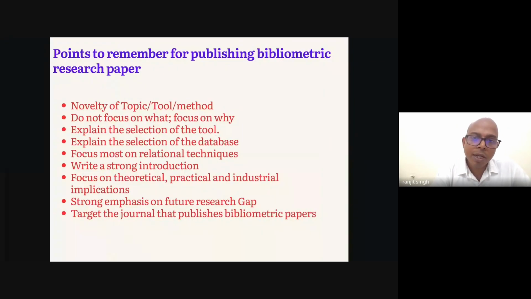You have a contribution because you have done research on a topic. But in bibliometrics, we are reviewing the study. So reviewing means the topic should be novel, the tool should be novel, and the method should be novel. And next, do not focus on what; focus on why. Because if your focus is what, then your study will be descriptive in nature. What is descriptive? It means you are giving only the number of authors, the number of citations, and only numbers you are focusing on.